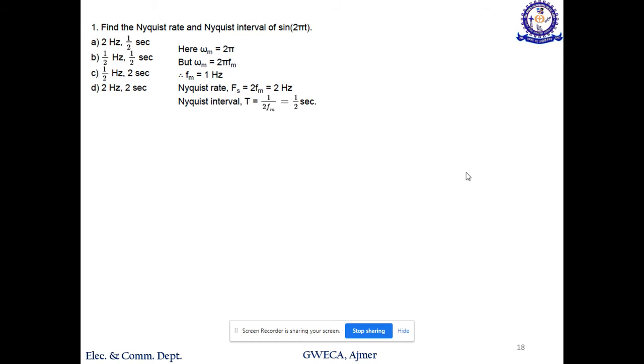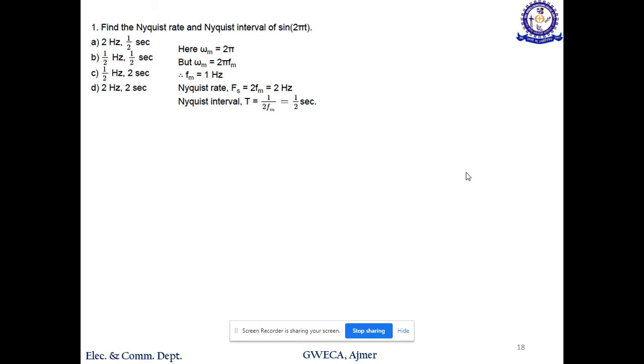Here ωm is given by sin ωt, so ωm is equal to 2π. But we know that ω is also equal to 2πf. So 2πf equals 2π, and here f is equal to 1. We can see that f is equal to 1.